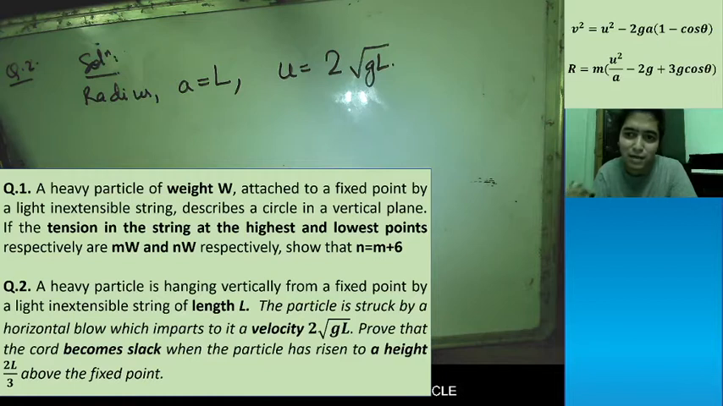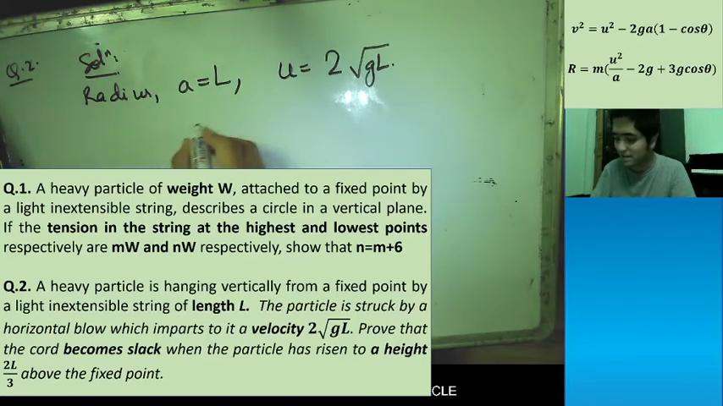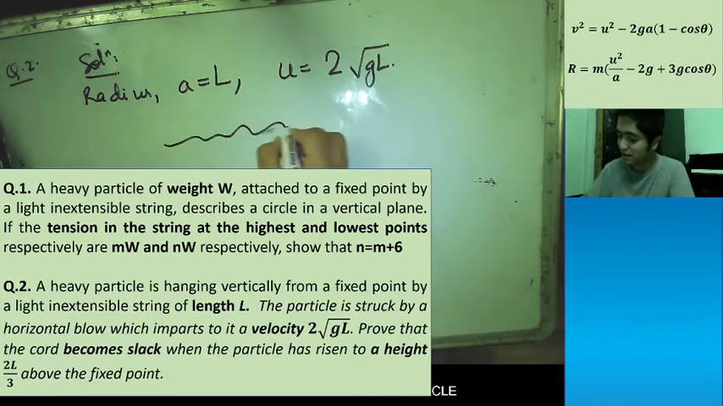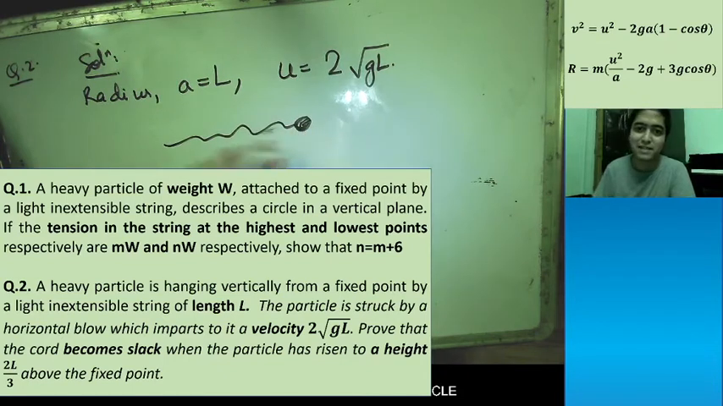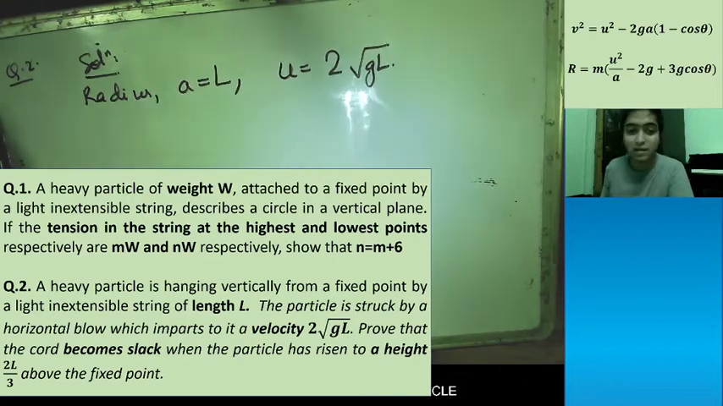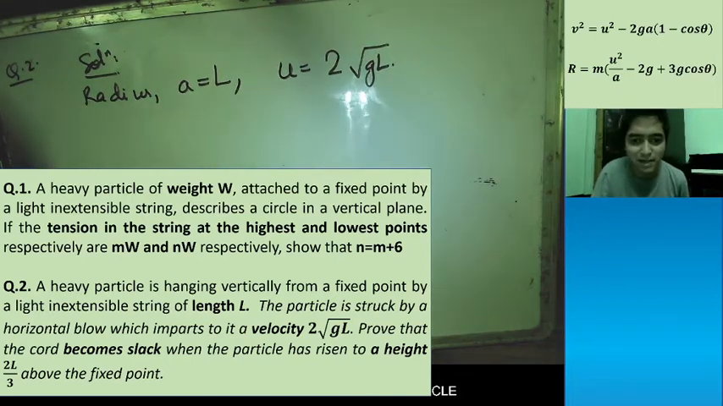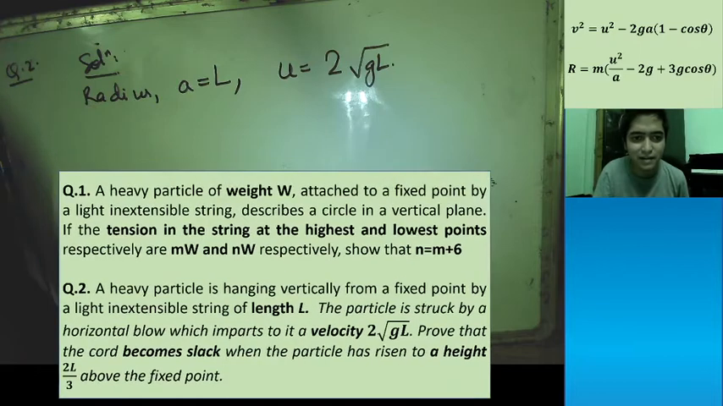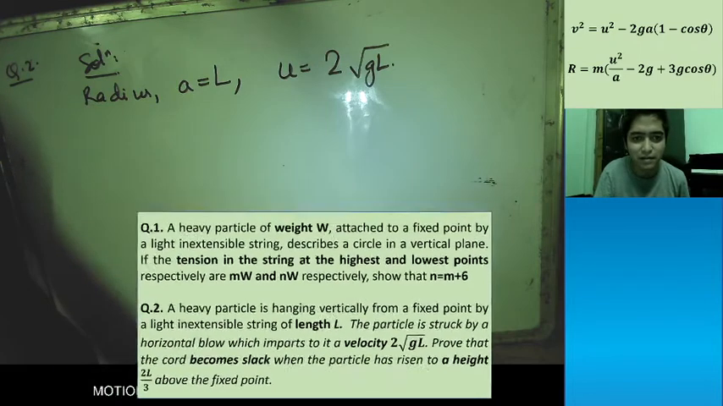What does it mean by become slack? It means there is no more tension. If the tension is still there, then the string will remain straight. But if there is no more tension, then the string will become slack like this. It won't become straight anymore. So the cord will become slack when it has risen to a height 2L by 3 from the fixed point.